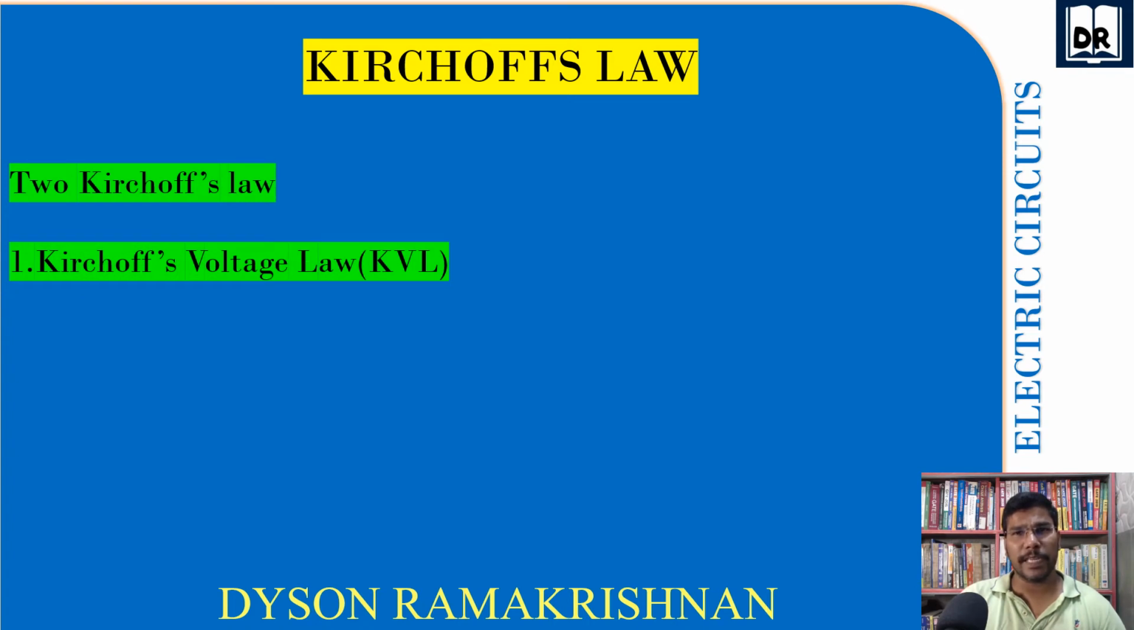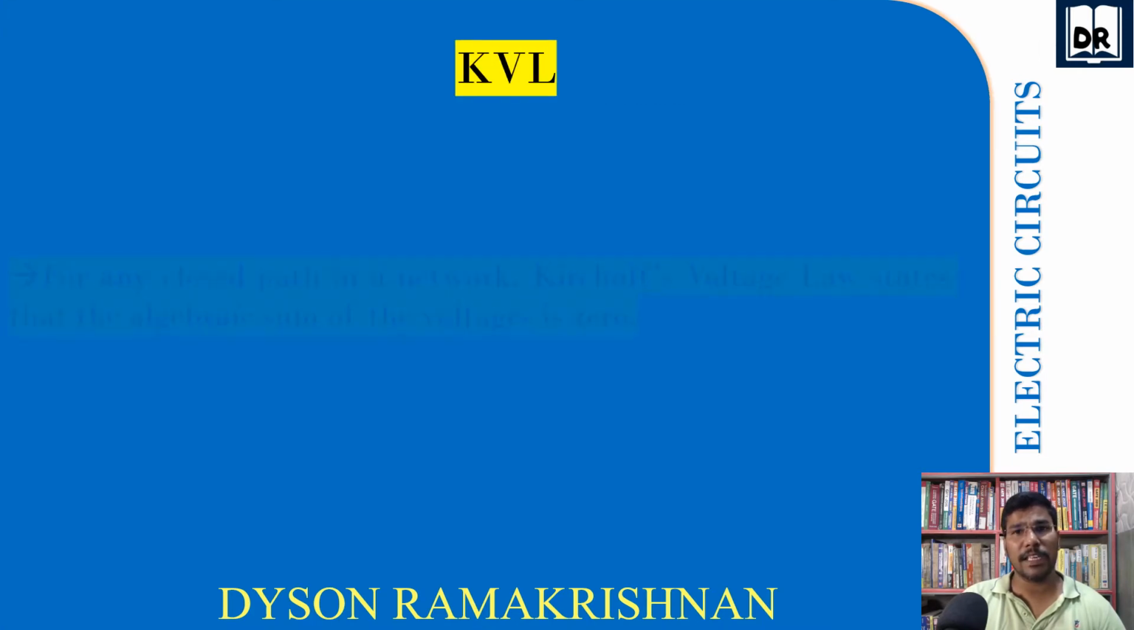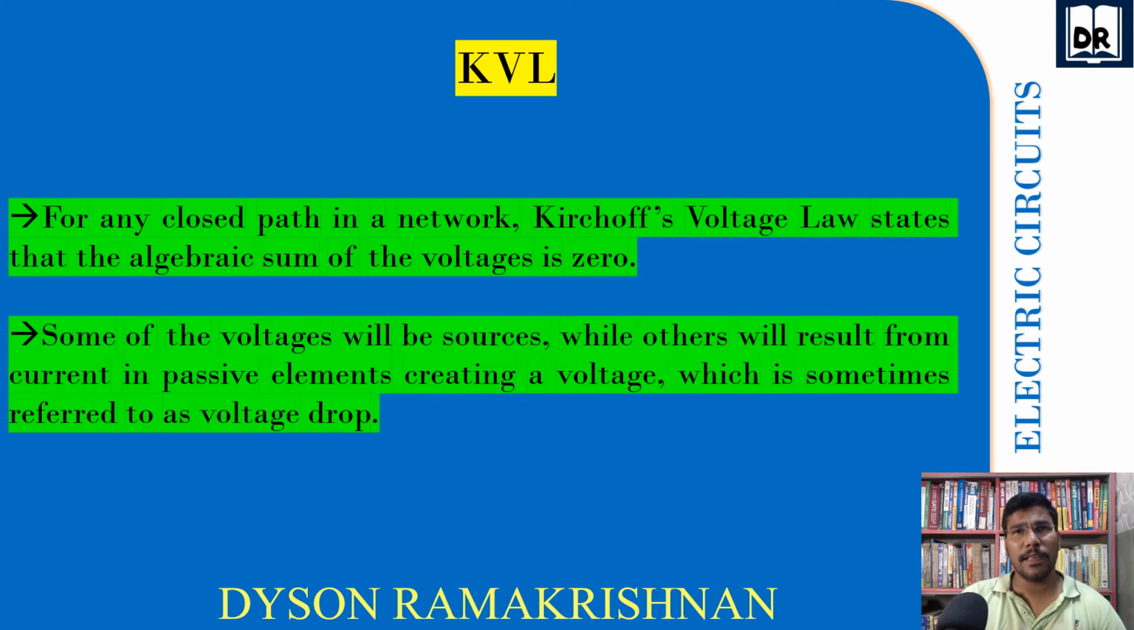There are two Kirchhoff's laws. One is Kirchhoff's voltage law and another one is Kirchhoff's current law. First, let me discuss Kirchhoff's voltage law. For any closed path in a network, Kirchhoff's voltage law states that the algebraic sum of the voltages is zero.